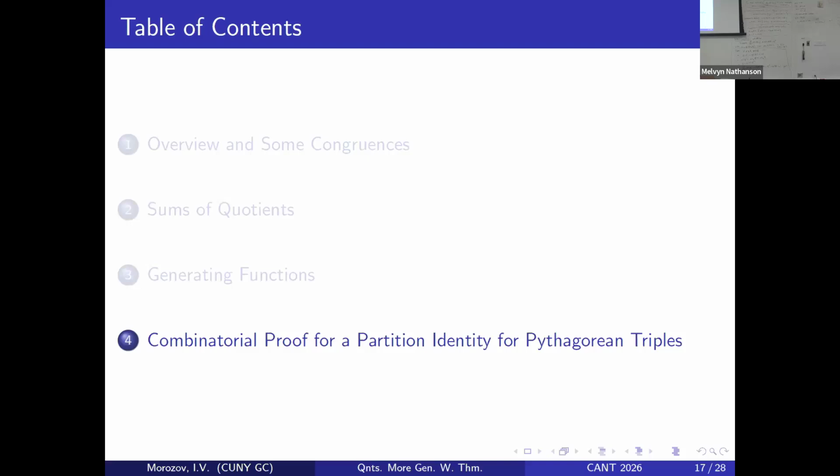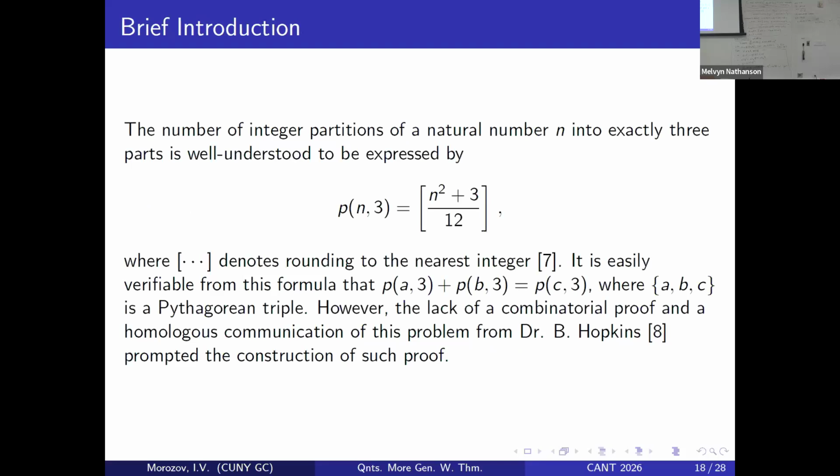Okay, and now for something different. Last year there was a problem proposed about partitioning Pythagorean triples into 3 parts, and the expression for this is given with the rounding function of n squared plus 3 over 12. And from this, we can see that if A, B, and C form a Pythagorean triple, then the number of partitions of A into 3 parts plus the number of partitions of B into 3 parts is equal to the number of partitions of C into 3 parts.